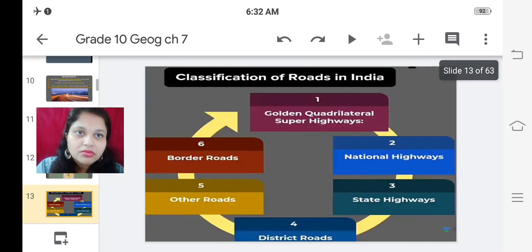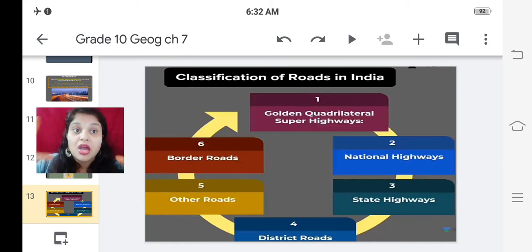Further, classification of roads in India. Now we are going to see how roads are classified in India. So there are 6 classifications. First, golden quadrilateral super highways, they come on number 1 position. Then comes national highways, then state highways, then district highways, then other roads, and last is border roads, right? So we are going to learn them in detail.